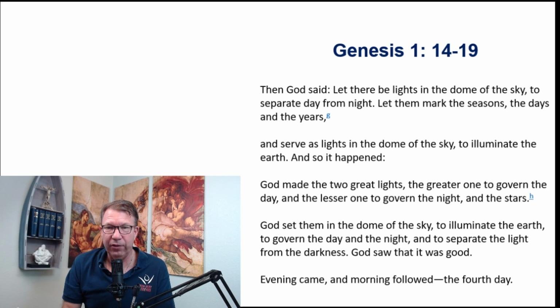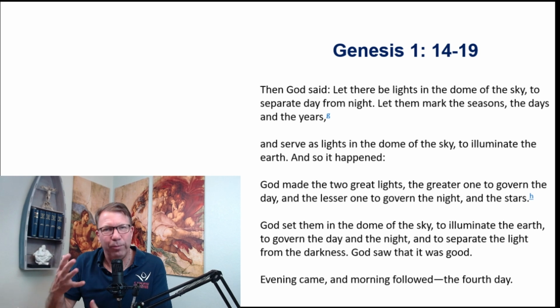Then God said, "Let there be lights in the dome of the sky to separate day from night. Let them mark the seasons, the days, and the years." Okay, easy enough. "And to serve as lights in the dome of the sky to illuminate the earth." And so it happened. God made the 2 great lights, the greater one to govern the day, the sun, and the lesser one to govern the night and the stars. God set them in the dome of the sky to illuminate the earth, to govern the day and the night, and to separate the light from the darkness. God saw that it was good. Evening came and morning followed, the 4th day.